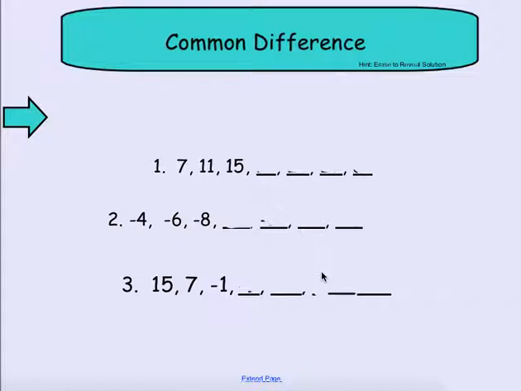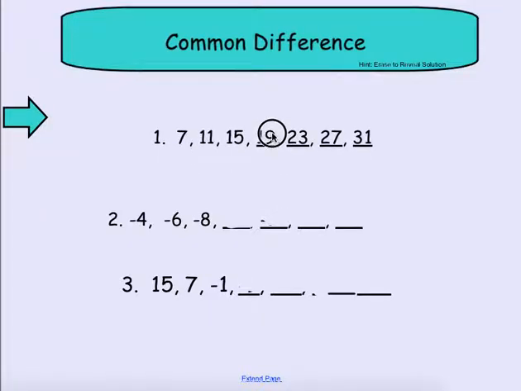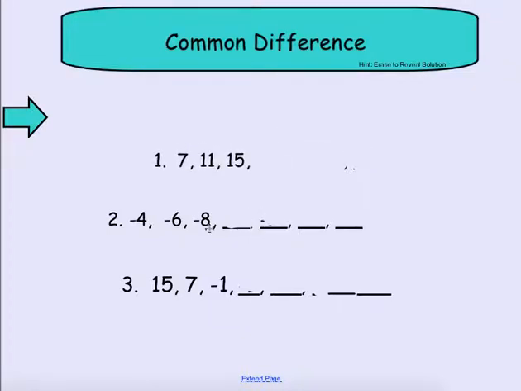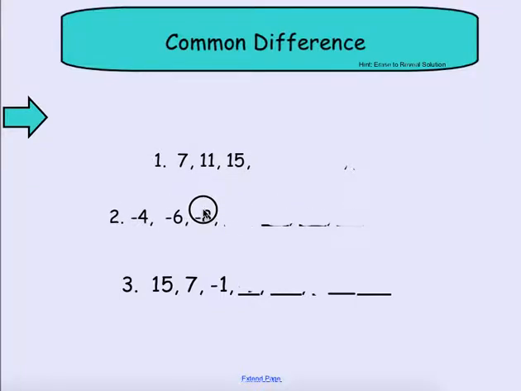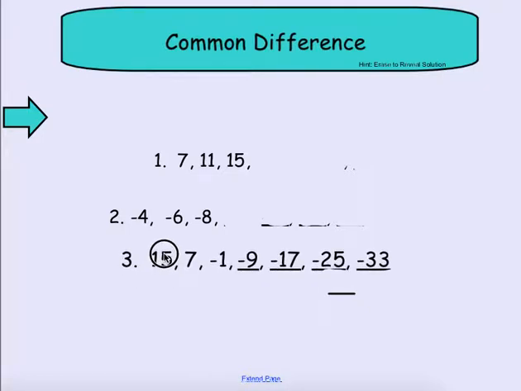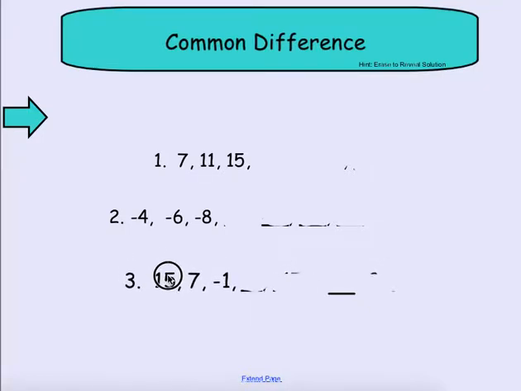Finding the common difference will help us determine what comes next. Here it looks like we're adding by 4, so we should get 19, 23, 27, 31. Okay, if we are going from negative 4 to negative 6, negative 8, it looks like we are subtracting 2 each time, so we should get negative 10, negative 12, negative 14, and negative 16. And lastly, if we're going 15 to 7 to negative 1, well, it looks like we're taking away 8 each time, so we should get negative 9, negative 17, negative 25, and negative 33.